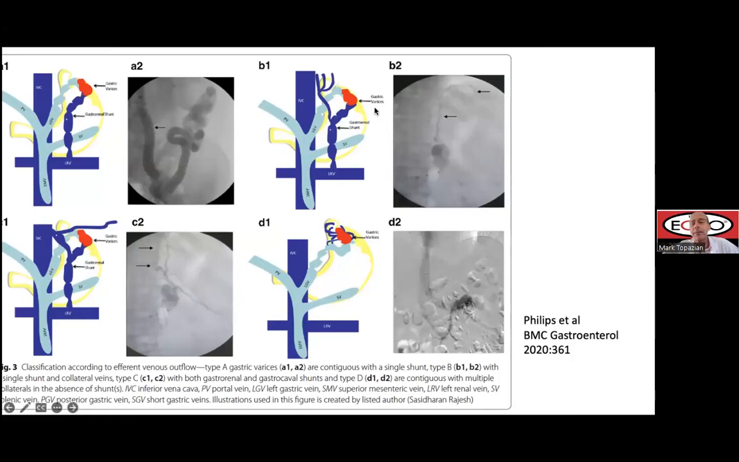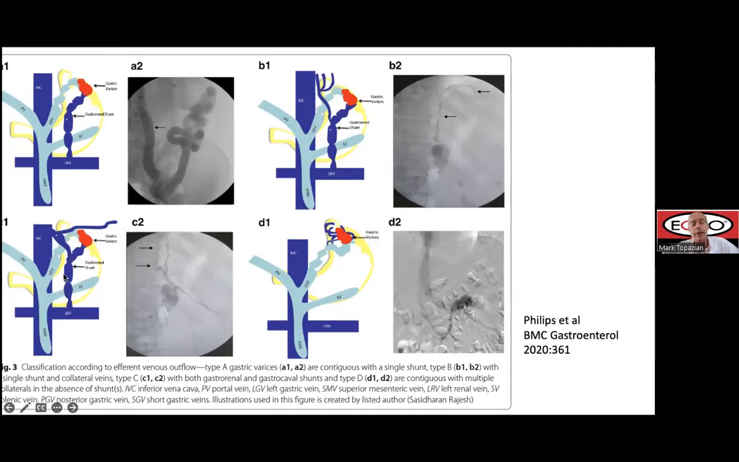Now, type B is more complicated because what's draining the gastric fundal varix is the shunt, but it also communicates up next to the esophagus. And so what the interventional radiologist will do here is they will put gelfoam and embolize the esophageal and periesophageal varices, and that then occludes this shunt, and it turns it into this type A, and then you can treat the fundal varix. Type C is similar, but there's a shunt straight to the inferior vena cava.